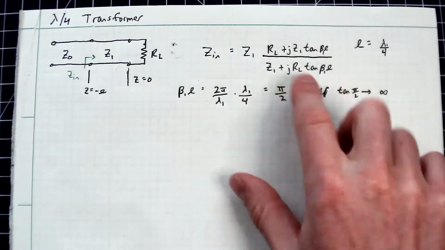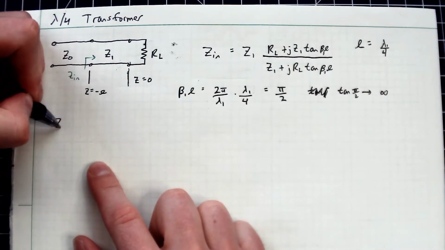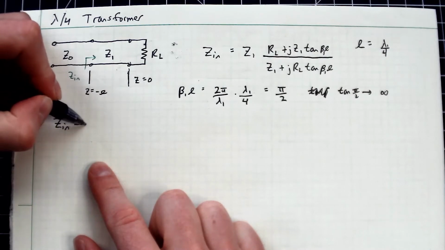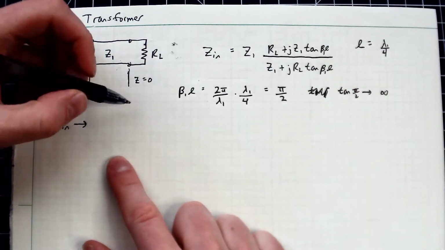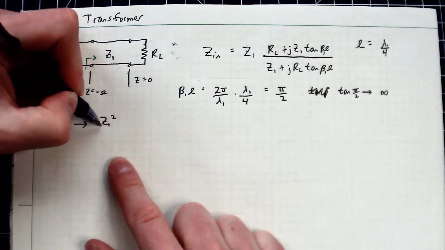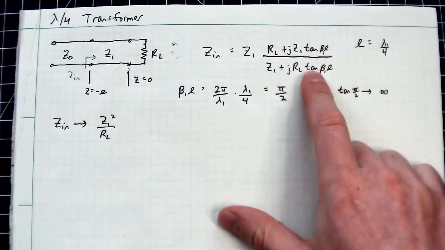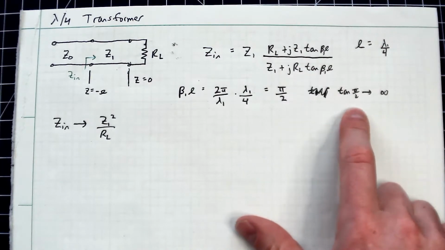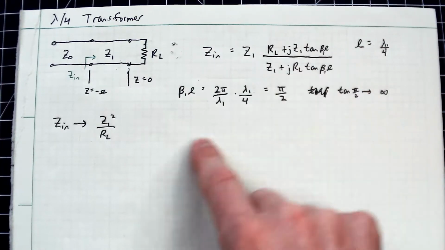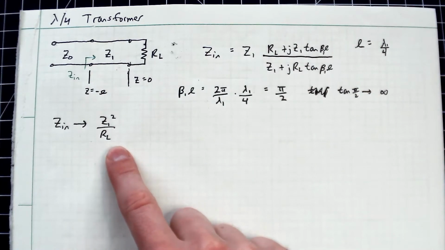And you take the limit, and what you'll find is that essentially Z in approaches, in that limit, Z1 squared divided by R sub L. So very straightforward. Just take the limit of this expression as this tangent term blows up to infinity, and this is what comes out over here.